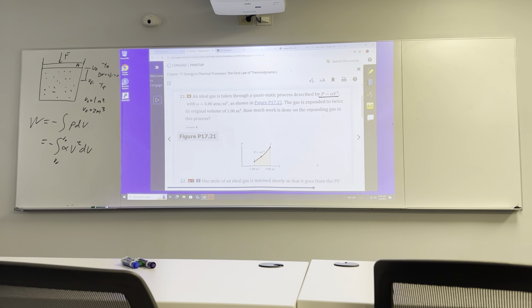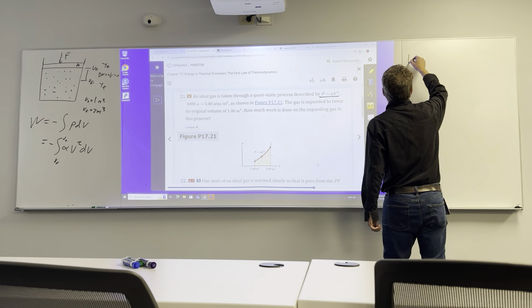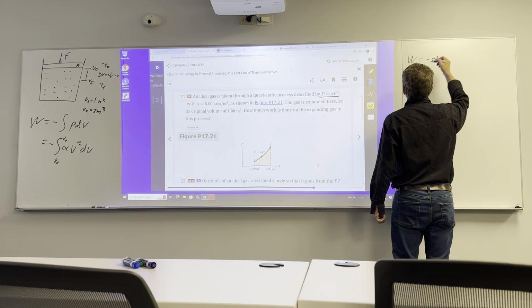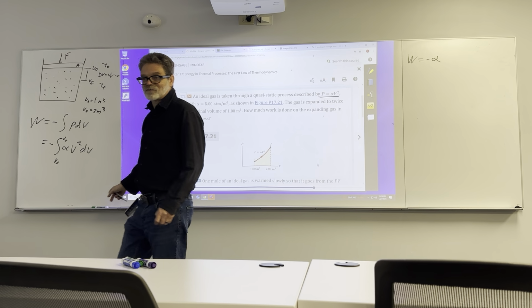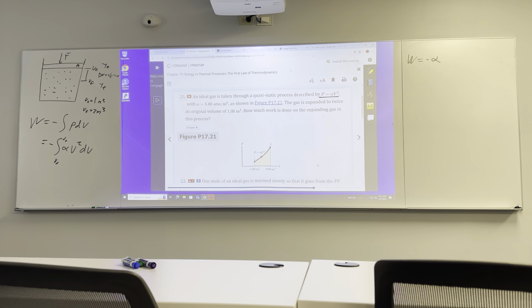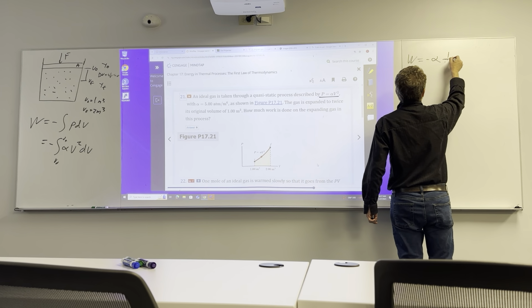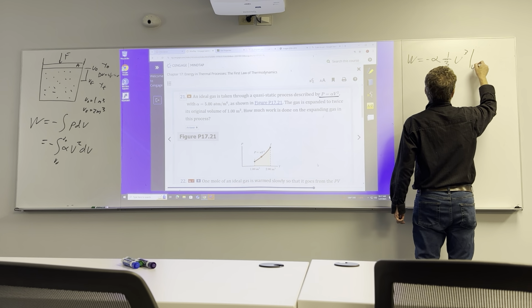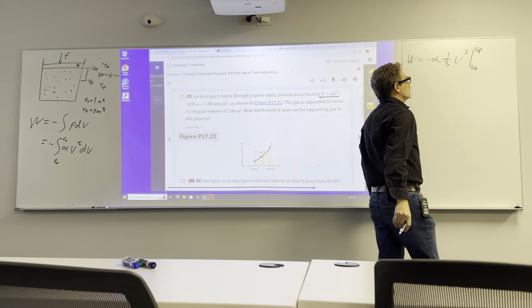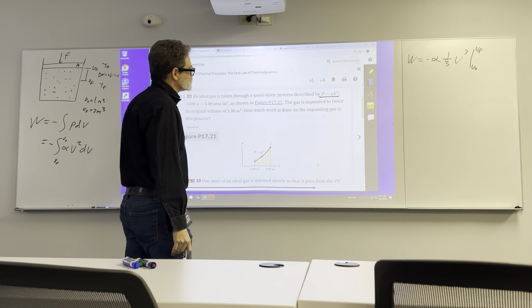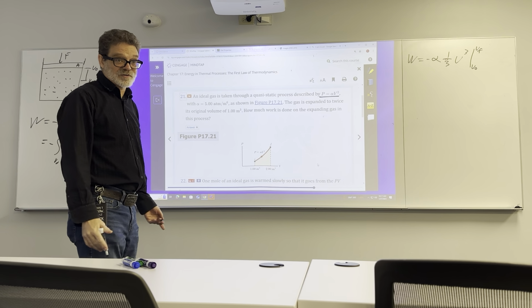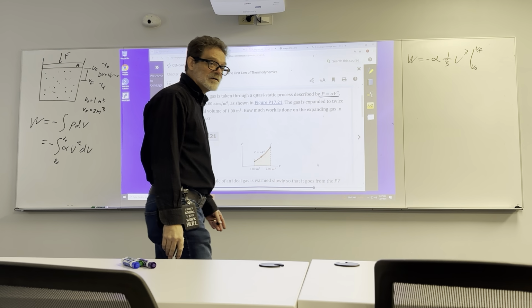V squared dV. Alpha's a constant. What can I do with the alpha? Take it out. The work equals negative alpha times the integral of V squared dV. So who remembers integrals? 1/3 V to the cubed. Good. Does that make sense, everybody? It's not too bad, right?